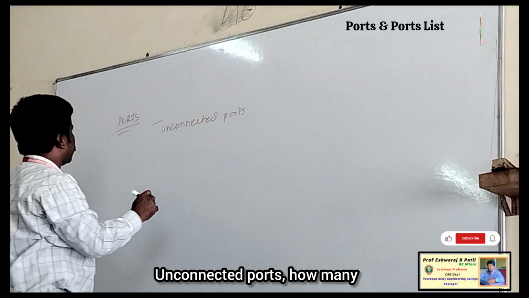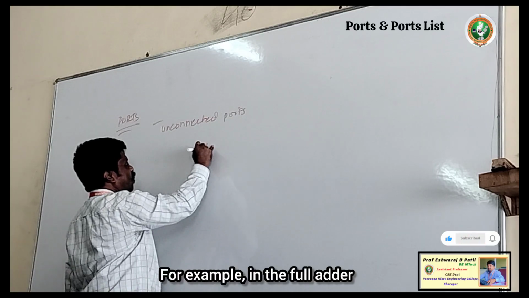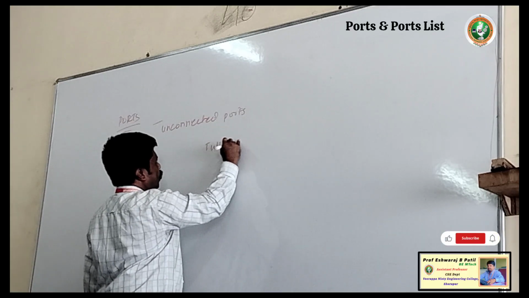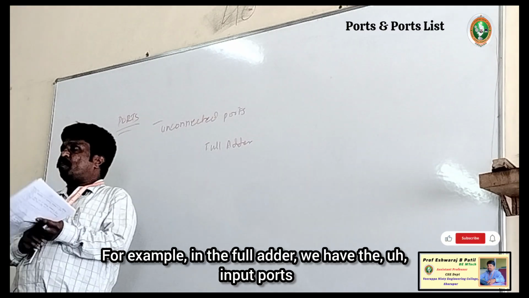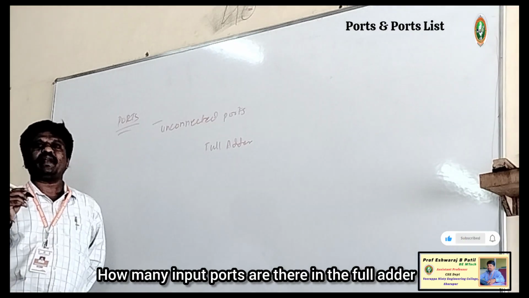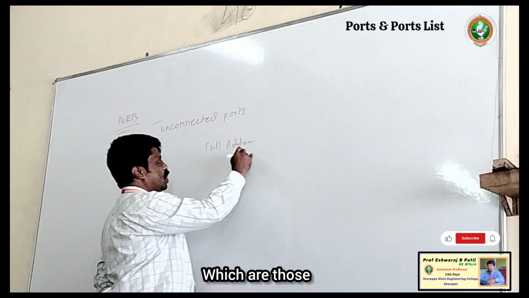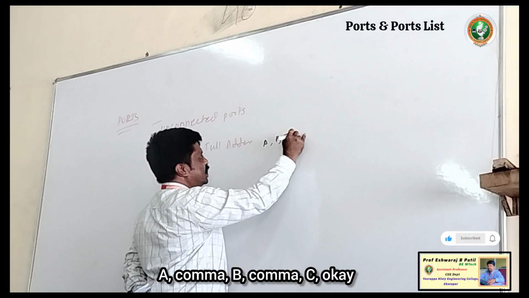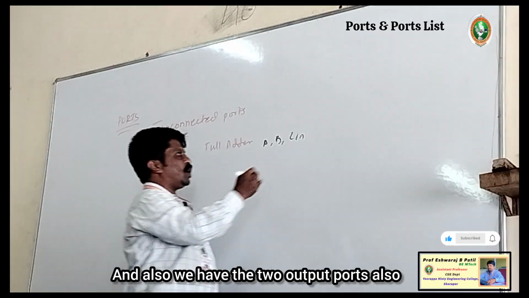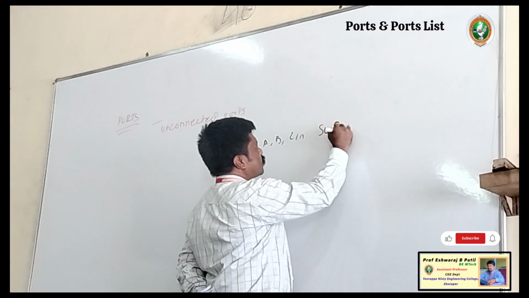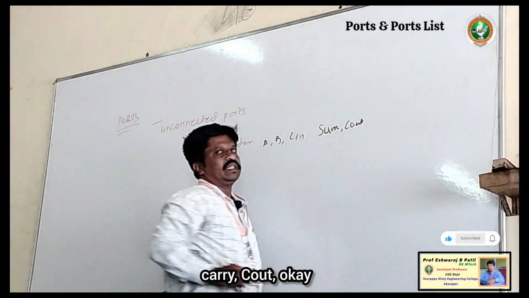How many? For example, in the full adder, we have the input ports. How many input ports are there in the full adder? 3 input ports. What are those? A, B, C in. And we also have 2 output ports. Which are those? Sum and carry, C out.